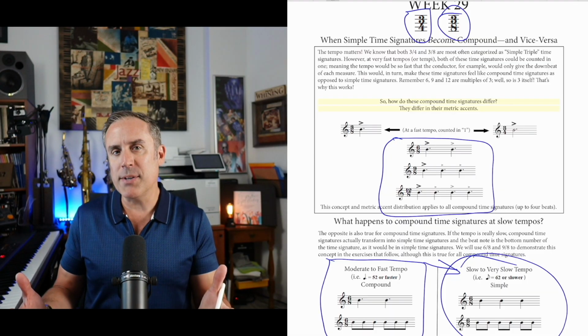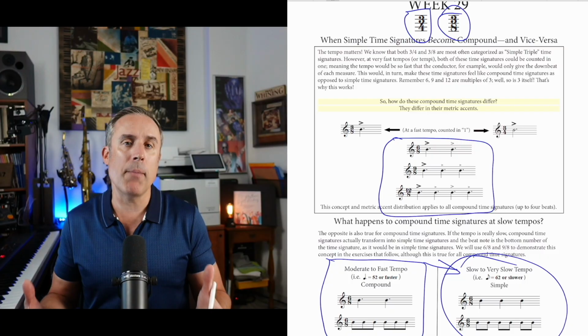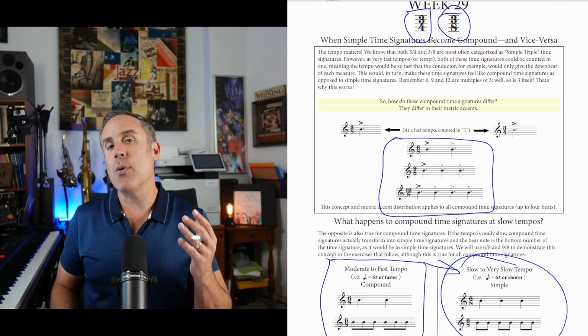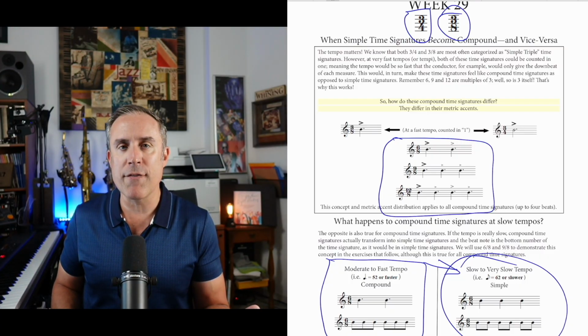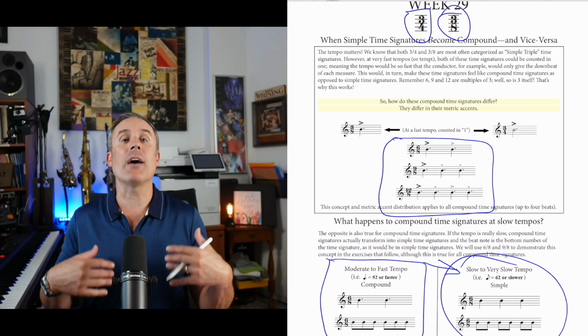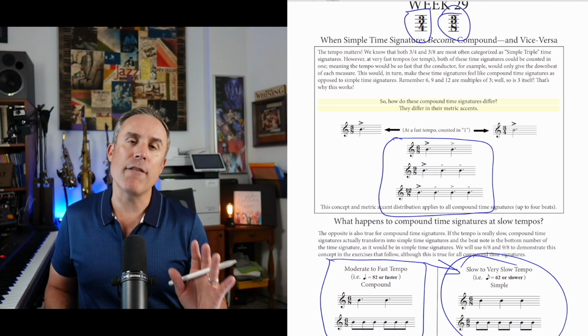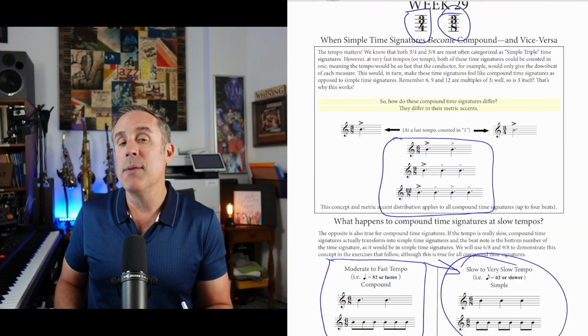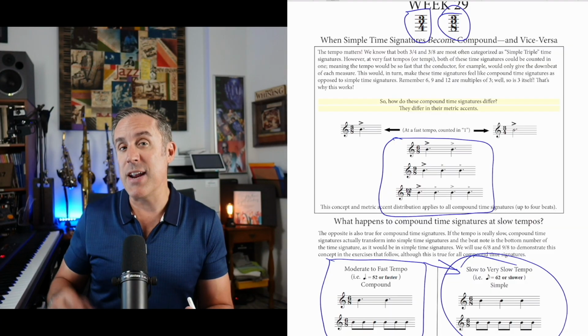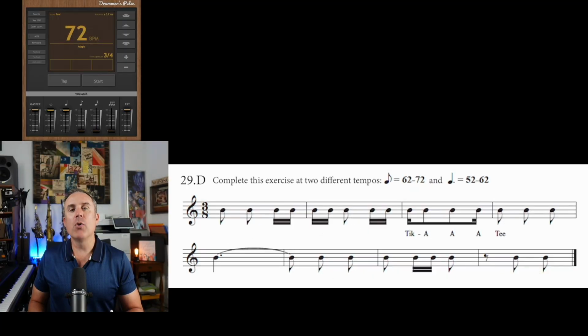So our compound time signatures are affected when the tempo becomes slow, and our simple time signatures 3/8 and 3/4 are affected when the tempo becomes faster. Some really cool stuff here. All right, let's go find that first exercise in 3/8 because we're going to be performing it at 3 different tempos. Here we are, exercise 29D, and this one again is in our new time signature 3/8, and even though the directions say perform it twice, we're going to perform it 3 times, okay?